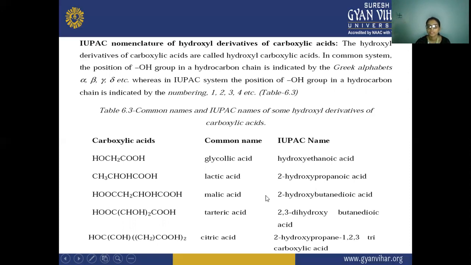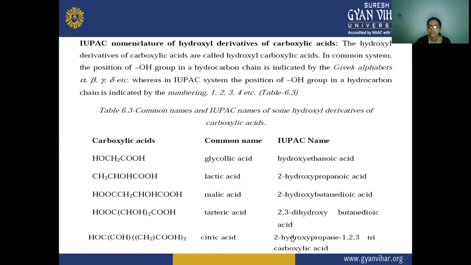It has 2 carboxylic acids again. Here you will see CHOH, so 2 carbons are present which have the OH group. That is why we have named it 2,3-dihydroxybutane dioic acid. This is the example of tartaric acid. Next is citric acid, and in it you can see that on the second position, counting from this side, the hydroxy group is present, and there are 3 carboxylic groups.